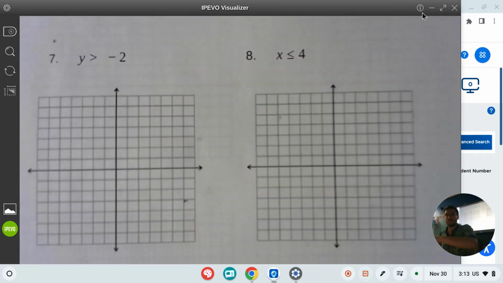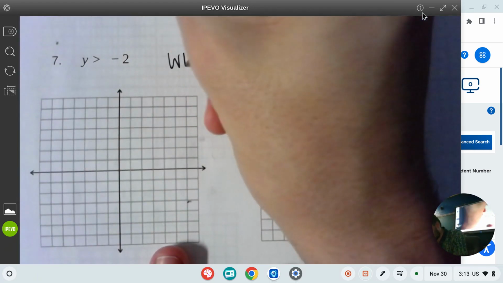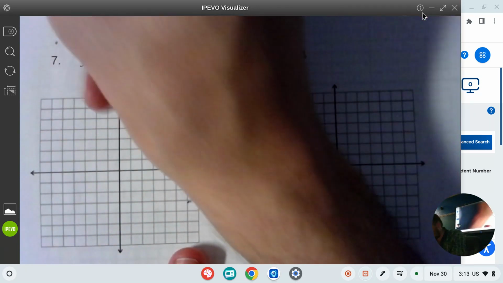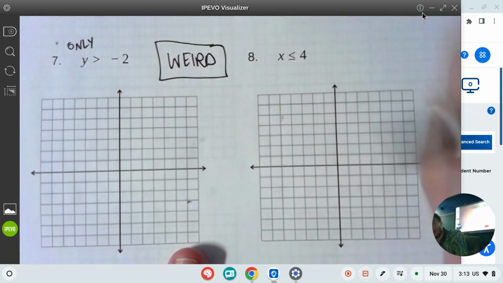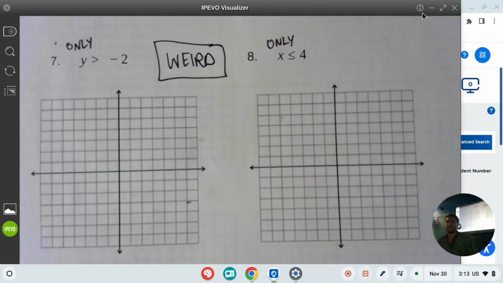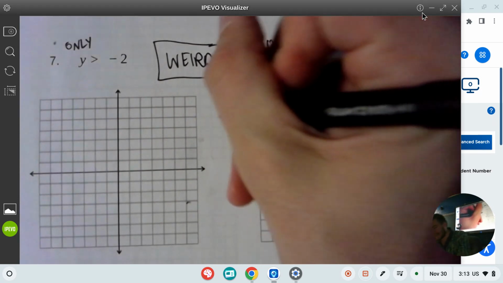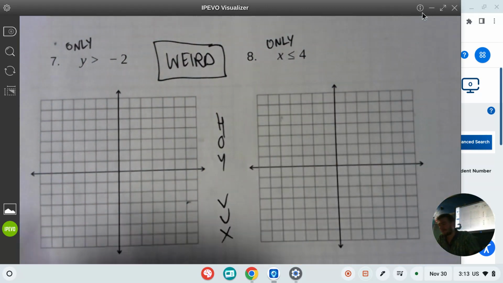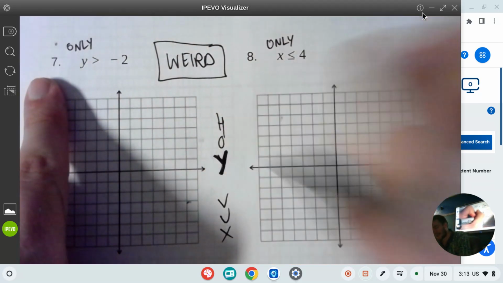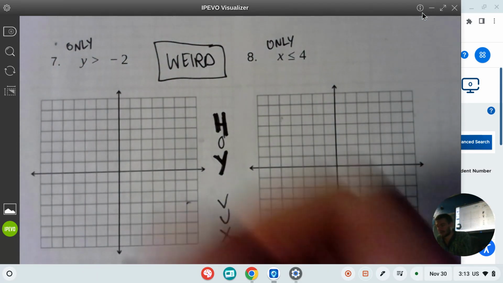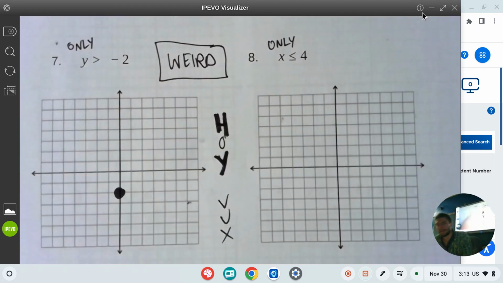The last 2 questions. These are those questions that we've said are weird, okay? They're weird because they have only a y, or only an x, and that's weird. They're missing half the stuff. I like to use Hoy Vux because it reminds me that for number 7, y graphs are going to be horizontal. So I'm going to go to -2 and I'm going to draw a horizontal line.